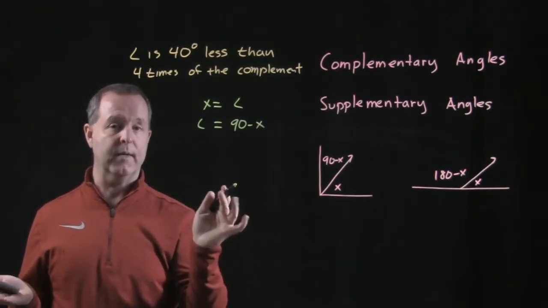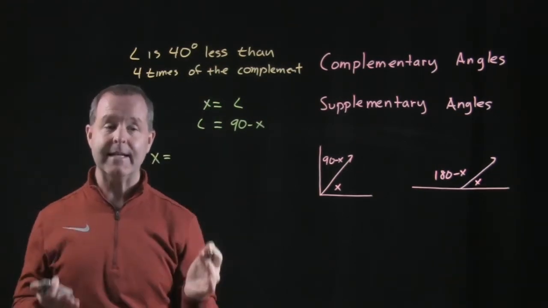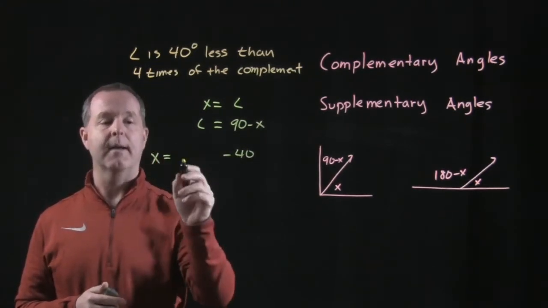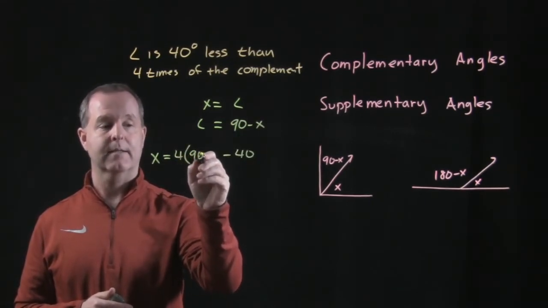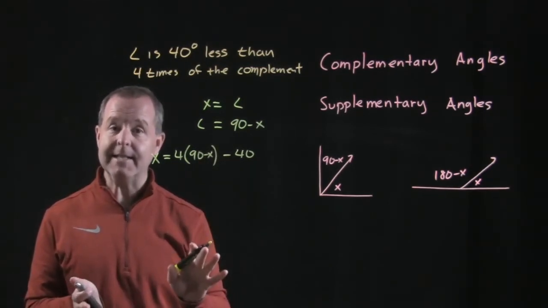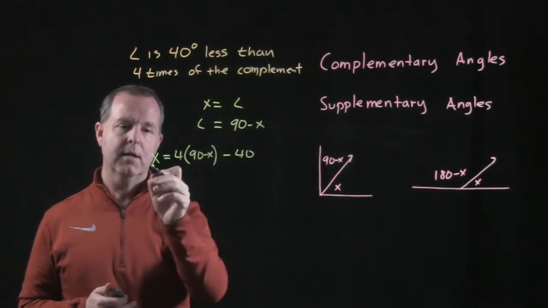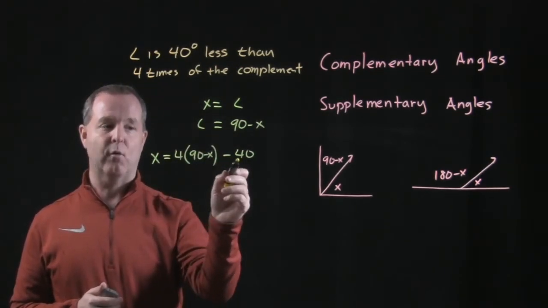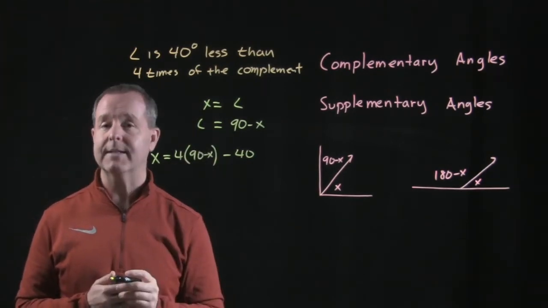So how can I use that information to figure out what's going on? I have some angle, which we don't know, which is our variable. I know it's 40 degrees less than, so I'm going to take away 40 from something. Less than what? 4 times the complement. And the complement again was 90 minus x. I know that looked easy, and it becomes easier with practice, but you have to practice working with these types of things. So does this equation make sense with our word statement? Is some angle 40 less than 4 times its complement? That's what the words say, and this is the algebraic way to state that.